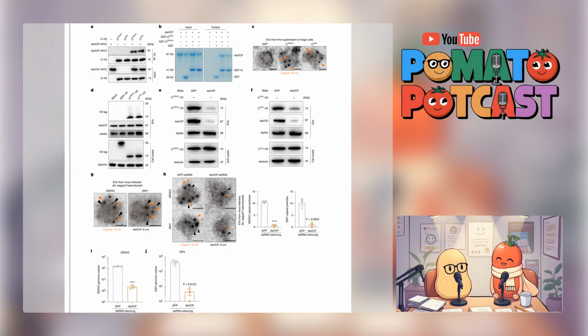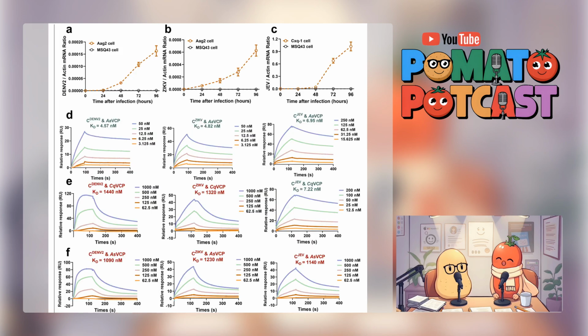So let's break down the natural pairings. Aedes aegypti mosquitoes, they're the global vectors for dengue and Zika. Their native VCP perfectly conforms to the capsids of dengue and Zika. It binds tightly, loads the core into the EV, and the virus survives.